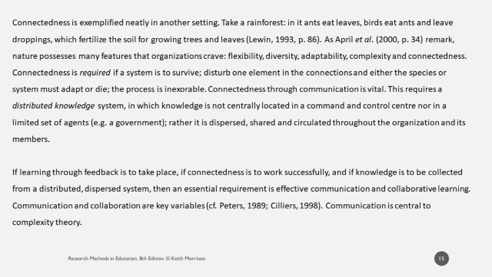This requires a distributed knowledge system, in which knowledge is not centrally located in a command and control center nor in a limited set of agents, for example a government. Rather, it is dispersed, shared and circulated throughout the organization and its members. If learning through feedback is to take place, if connectedness is to work successfully, and if knowledge is to be collected from a distributed, dispersed system, then an essential requirement is effective communication and collaborative learning. Communication and collaboration are key variables. Communication is central to complexity theory.